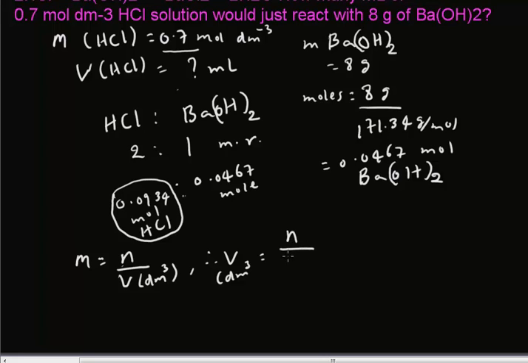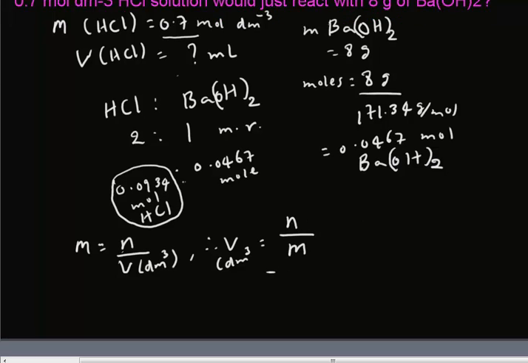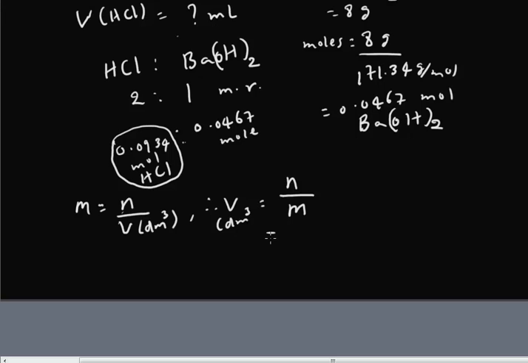number of moles over molarity, which is, let's go down a bit further, that would be 0.0934 mole divided by the molarity of HCl, which is 0.7 mole per dm cubed. So the mole and mole cancels out. So you get the answer here in dm cubed, which is about 0.133 dm cubed.